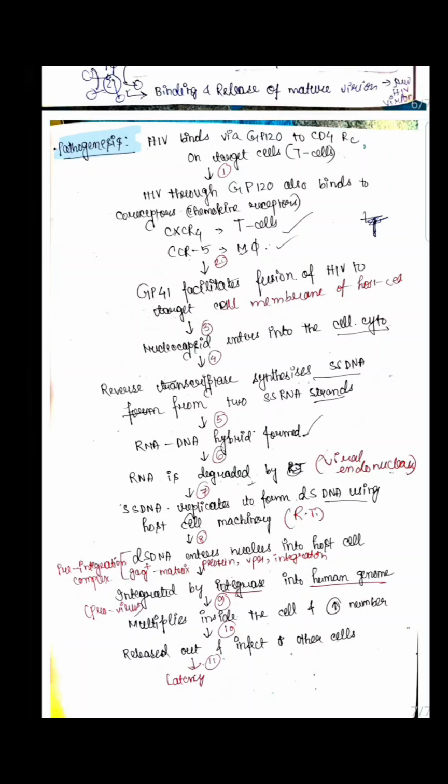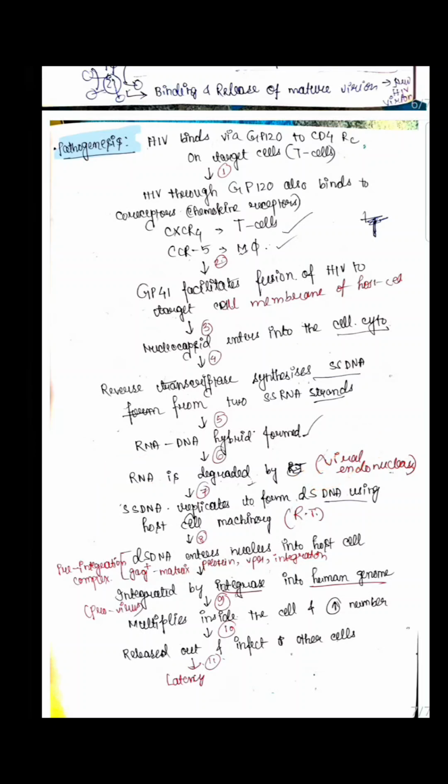Then reverse transcriptase synthesizes single-stranded DNA from the two single-stranded RNA strands, that is the two identical copies of RNA. Then what happens? RNA-DNA hybrid is formed. After RNA-DNA hybrid formation, this RNA part is not required anymore. This RNA is degraded by viral endonuclease.